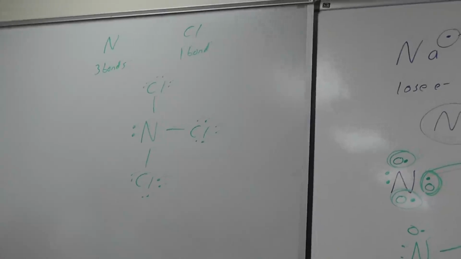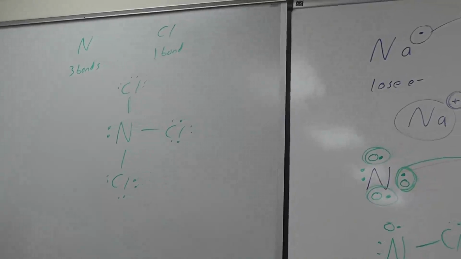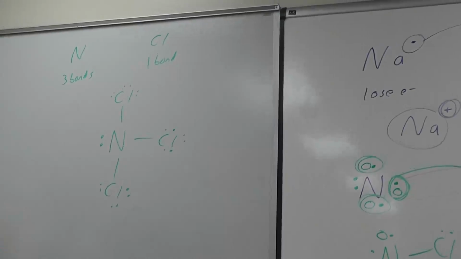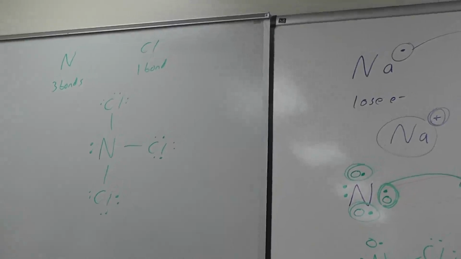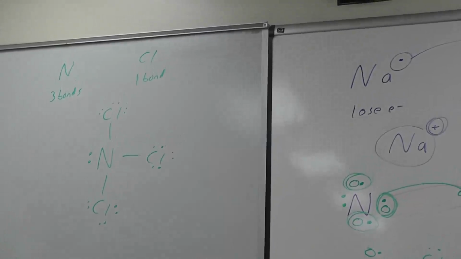But if you're trying to evaluate whether it's stable or not, you look for octets and you look for preferred number of bonds. And if you are correct on both counts, then you know it's stable. Questions so far?